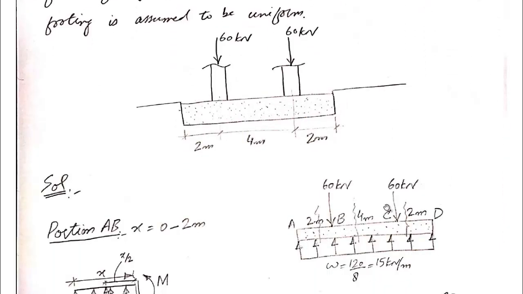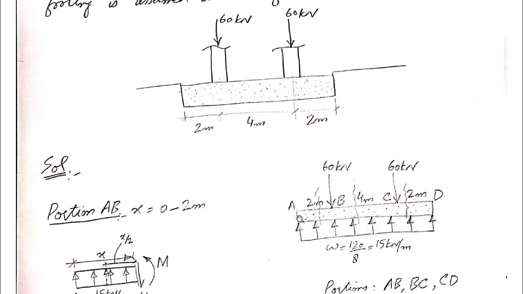Okay, so let's draw the free body diagram. This is the free body diagram of the given problem. This dotted part is showing the footing, and then we have the 60 kilonewton load, the first load, which is transferred from this column, acting at 2 meter distance from the left edge of the footing, and then we have another 60 kilonewton load which is transferred by the other column, and the uniformly distributed reaction that is supposed to be generated under the footing is marked on this diagram.